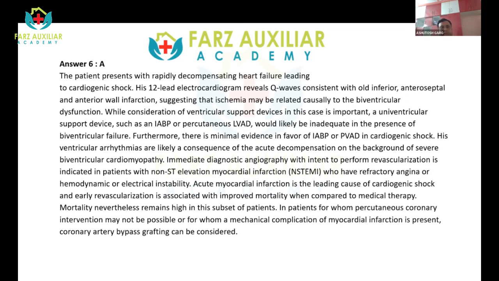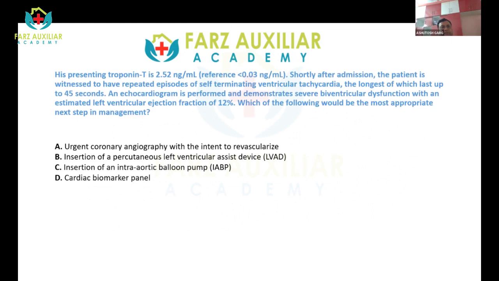Okay, so options B and C are ruled out because the problem is biventricular failure. It will not help, because it will help only on the left side. So in this situation, you need to do urgent coronary angiography with the intent to revascularize. That is the best possible treatment in this situation.